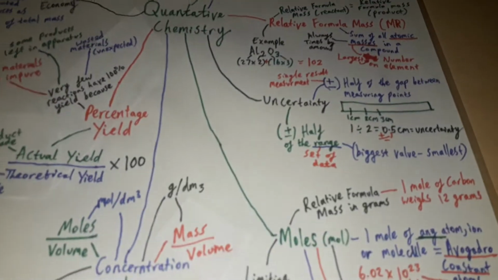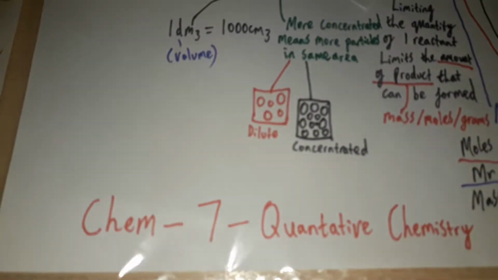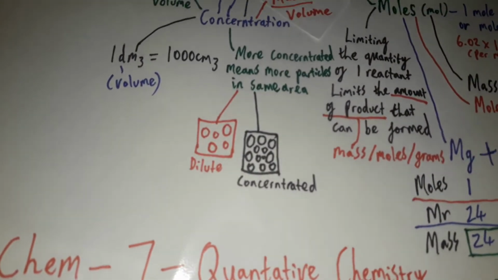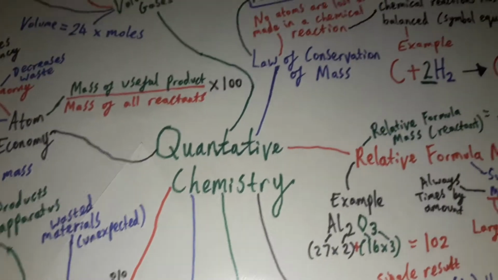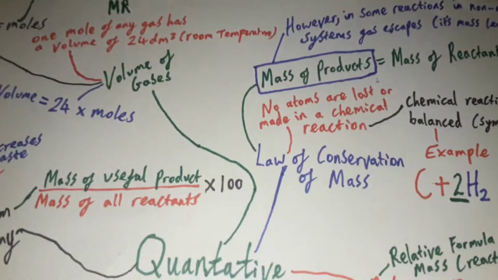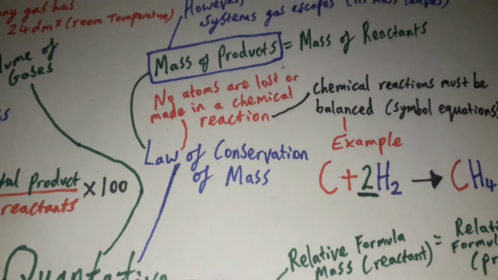Today this is the 7th chemistry video and it's on quantitative chemistry, which is chemistry which contains a lot of maths, and it'll be very interesting. I'll talk you through it. So, quantitative chemistry. The first thing we've got to look at is the law of the conservation of mass.